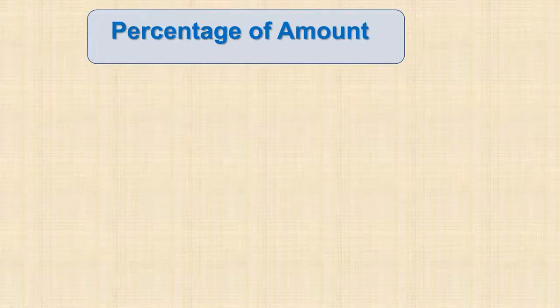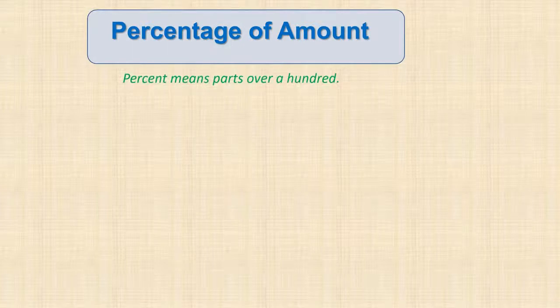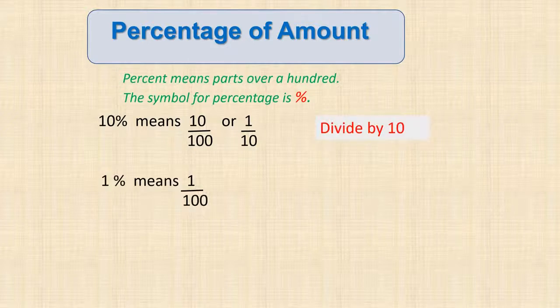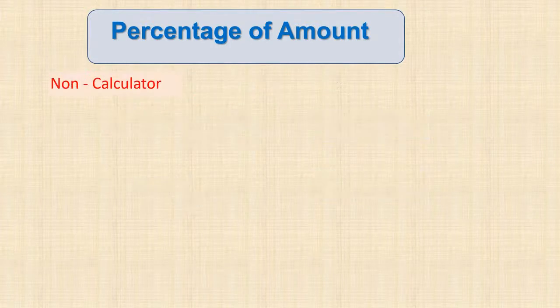Hi, this video will show you how to calculate percentage of amount. Percent means parts over 100. The symbol for percentage is this red symbol. 10% means 10 over 100 or 1 over 10 when you simplify it. That means you divide the amount by 10. 1% means 1 over 100 or you divide the amount by 100.